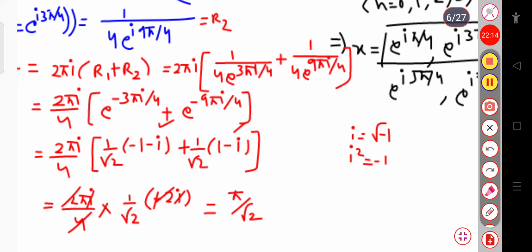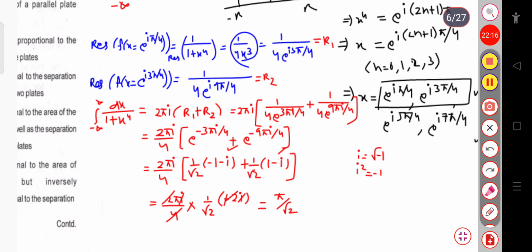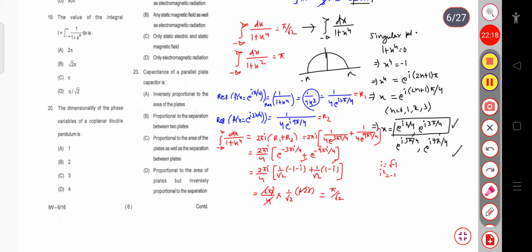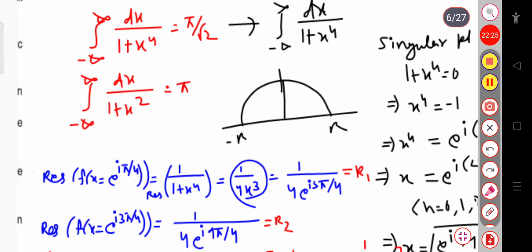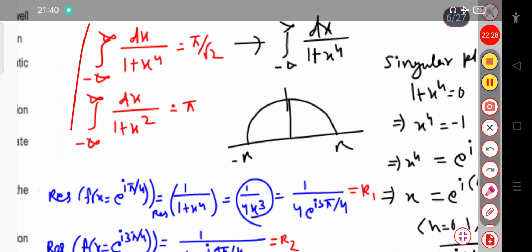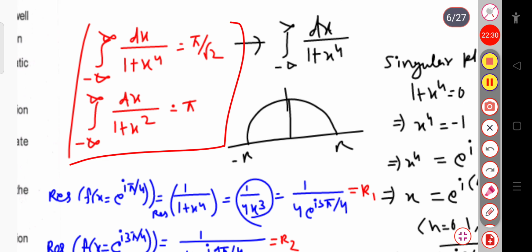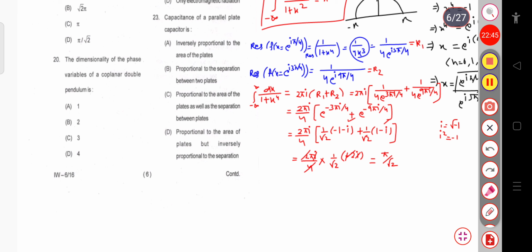So in this way you can calculate the value of the integration dx by 1 plus x power 4 from minus infinity to plus infinity. It will be better for you to remember this formula, that dx by 1 plus x power 4 is equal to pi by root 2, when the integration varies from minus infinity to plus infinity. This is very important. And also dx by 1 plus x square integration from minus infinity to plus infinity will be equal to pi. Okay.